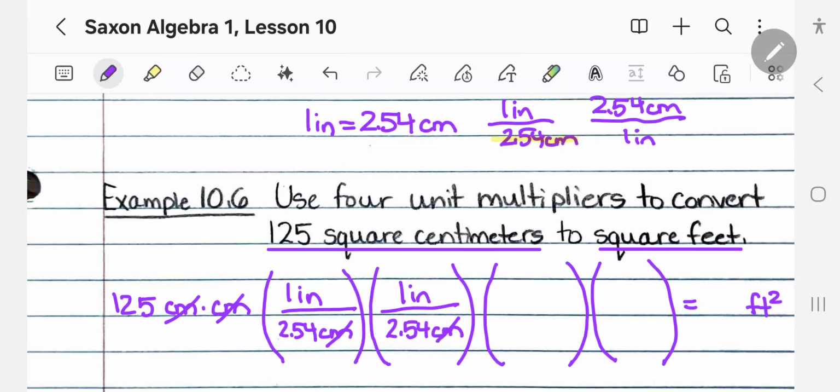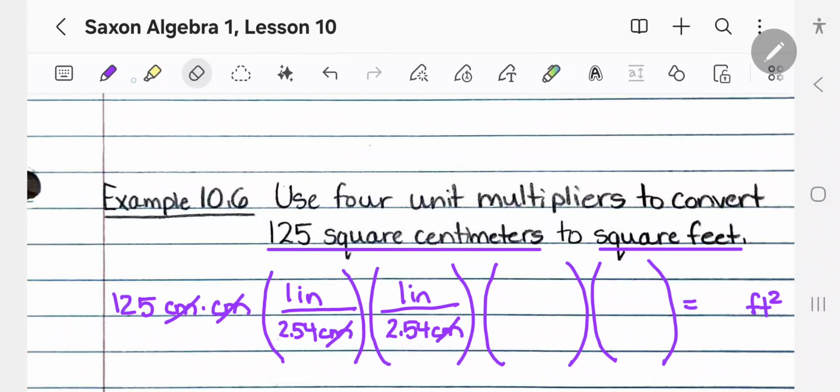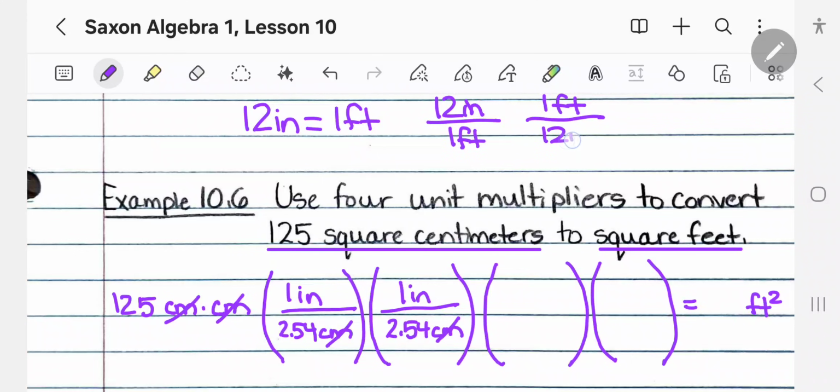What do we know about inches and feet? I'm going to erase these. Do you know that 12 inches equals 1 foot? So you could write it like this, or you could write it like this. Either one of those is a unit multiplier because, again, it's equal to 1. Not changing the value, just changing the way it looks.